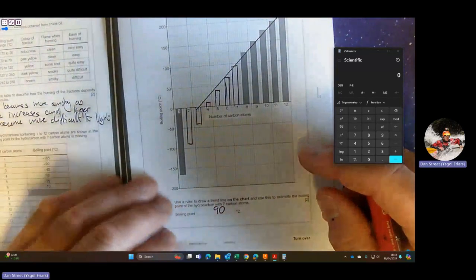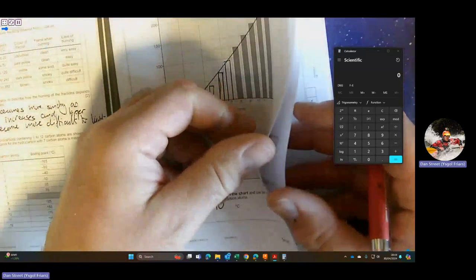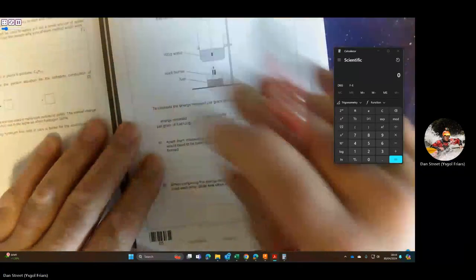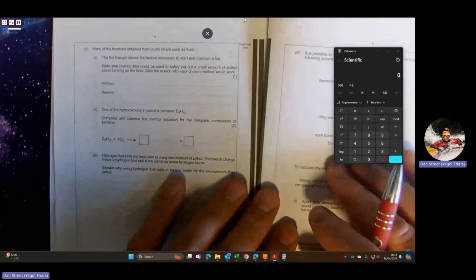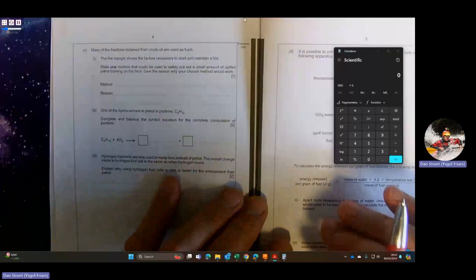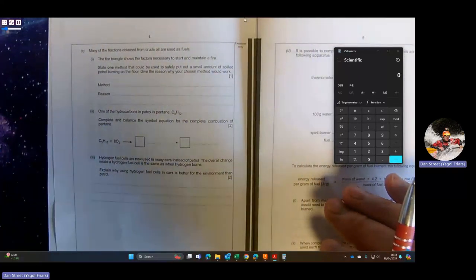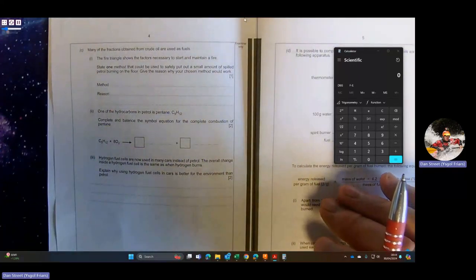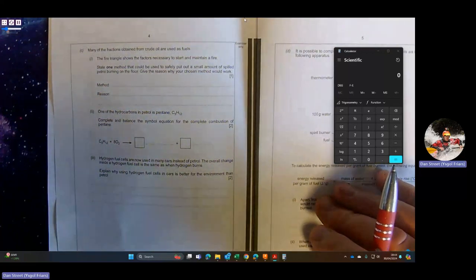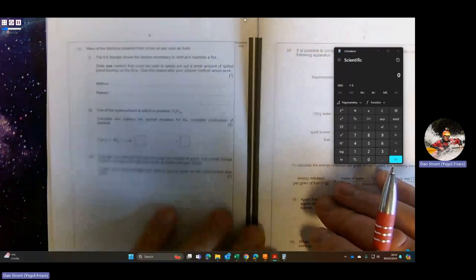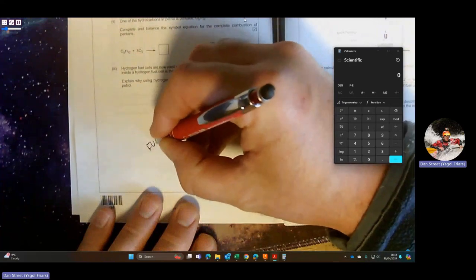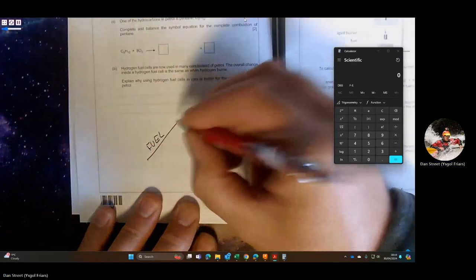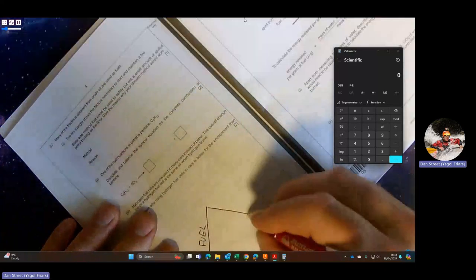That's the first page complete. If we move on now, it says here that many fractions obtained from crude oil are used as fuels. The fire triangle shows the factors necessary to start and maintain a fire. State one method that can be used to safely put out a small amount of spilled petrol burning on the floor. Give your reason why your chosen method would work. So the fire triangle, and we'll just sketch it down here, requires a fuel. It requires a heat source.